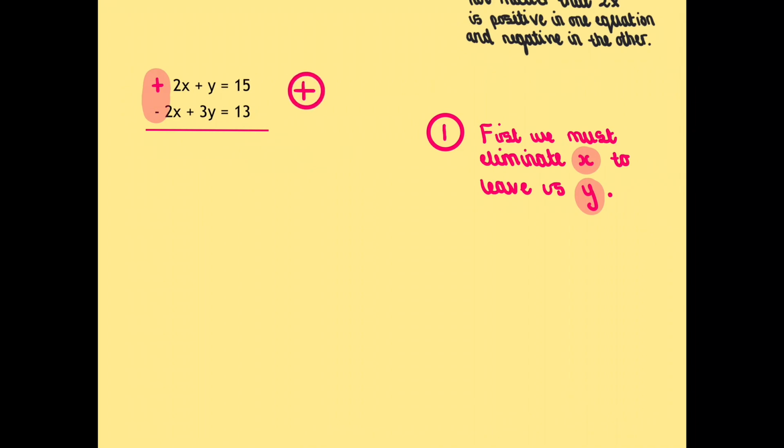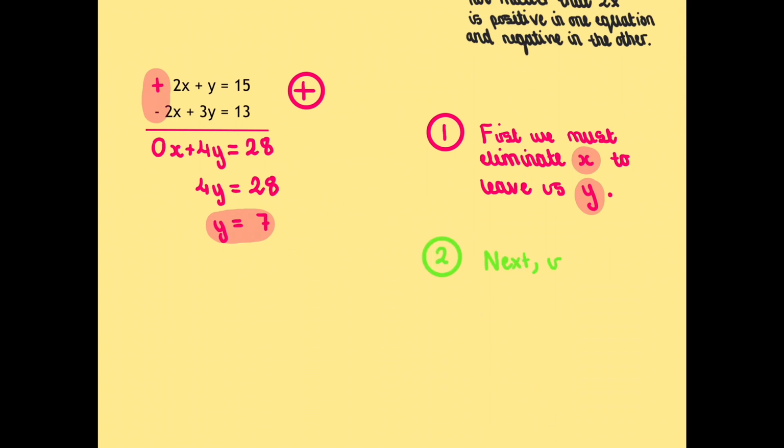Now that we've decided that we're eliminating x, we have to actually put it in the equation. Plus 2x minus 2x is 0x, so the 2x is completely cancelled out. Plus y plus 3y is plus 4y, and 15 plus 13 is 28. 4y equals 28. 28 divided by 4 equals 7, so y would equal 7.